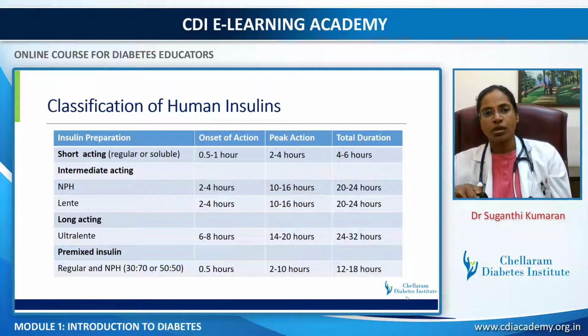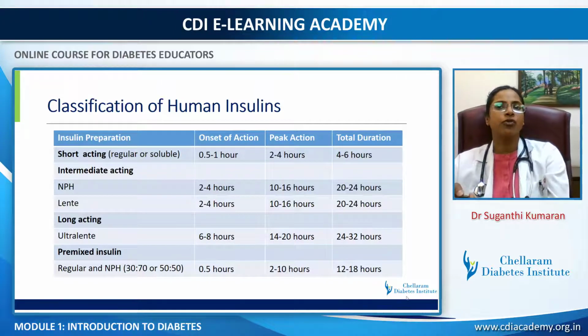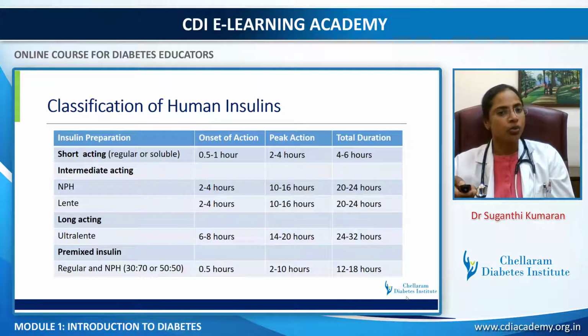Short-acting, as the name sounds, acts within half an hour to 1 hour, peaks within 2 to 4 hours, and then lasts for about 4 to 6 hours, the total duration of action for short-acting regular human insulin. The intermediate-acting examples are NPH and Lente. It starts to act by 2 to 4 hours. Peak action lasts about 10 to 16 hours, and the total duration of action lasts from 20 to 24 hours. The long-acting is the Ultralente. It acts after 6 to 8 hours, lasts for about 32 hours with a peak between 14 to 20 hours.